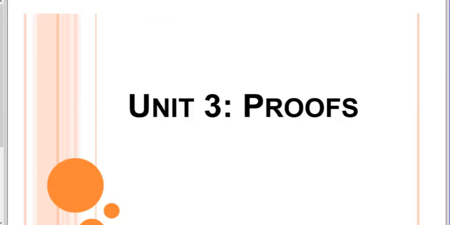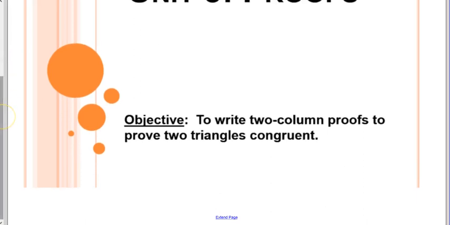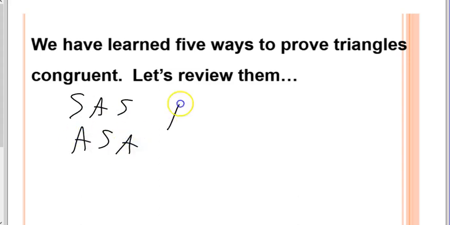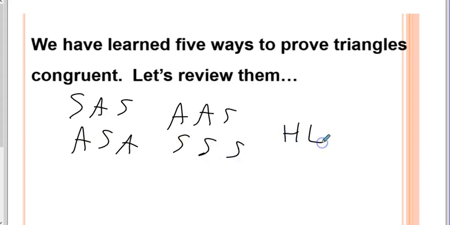Here we go, proofs. So, we're going to use something called a two-column proof to prove triangles congruent. So let's put our rules on here real quick: SAS, ASA, AAS, side-side-side, and HL. Just as a reminder, those are the 5 rules we have: SAS, ASA, AAS, SSS, and HL.